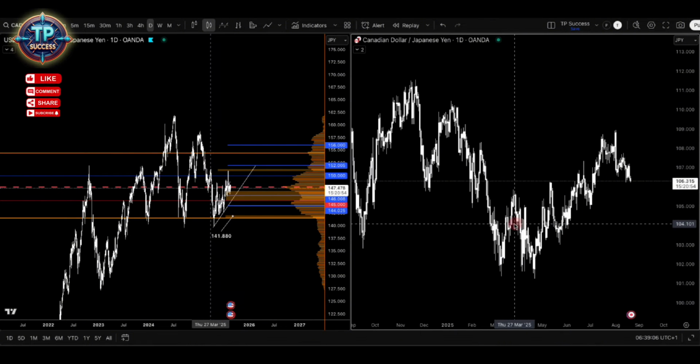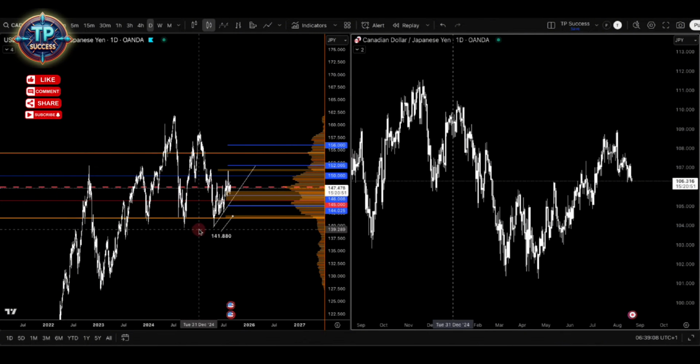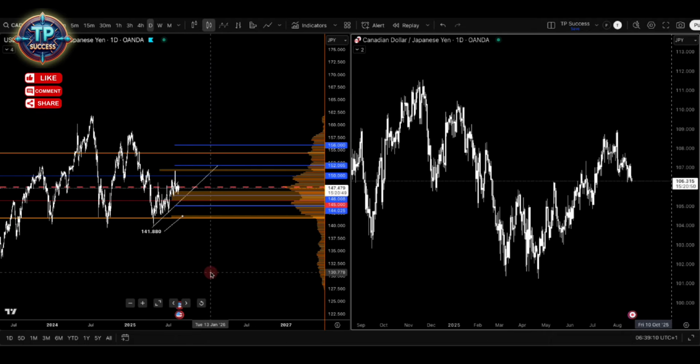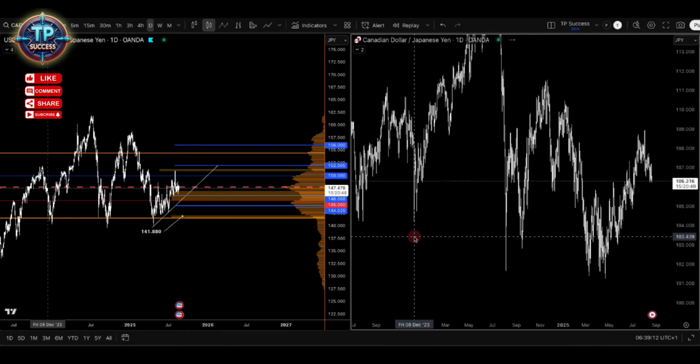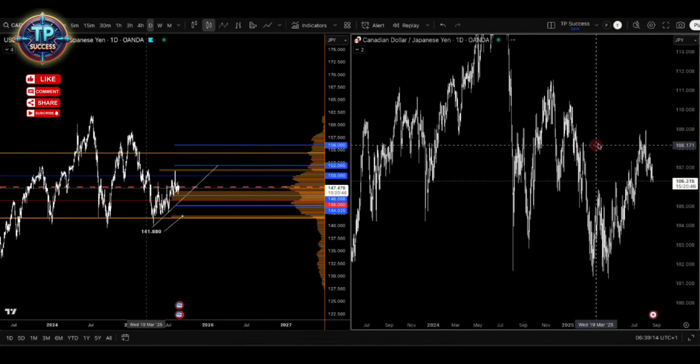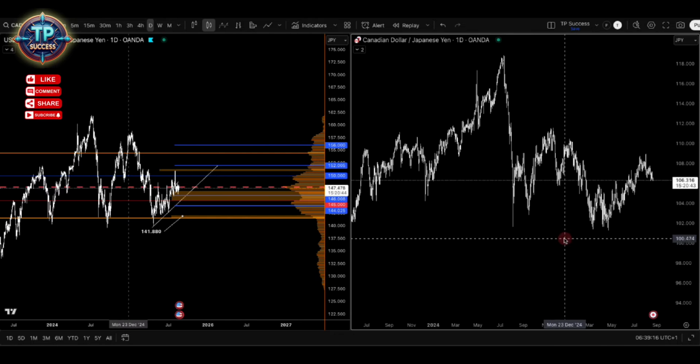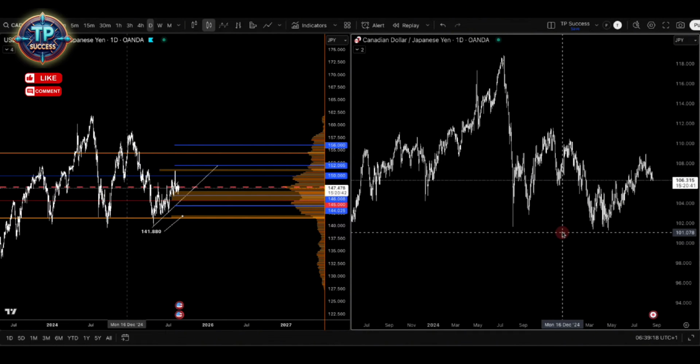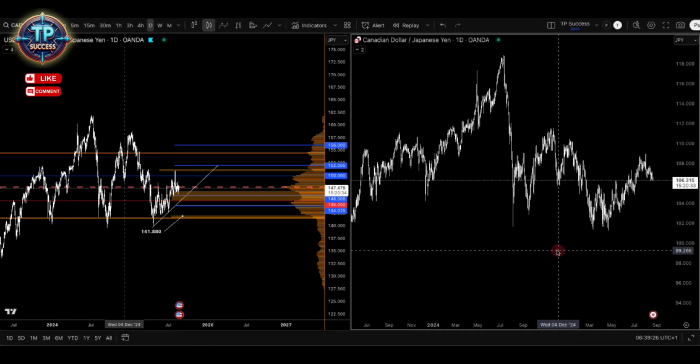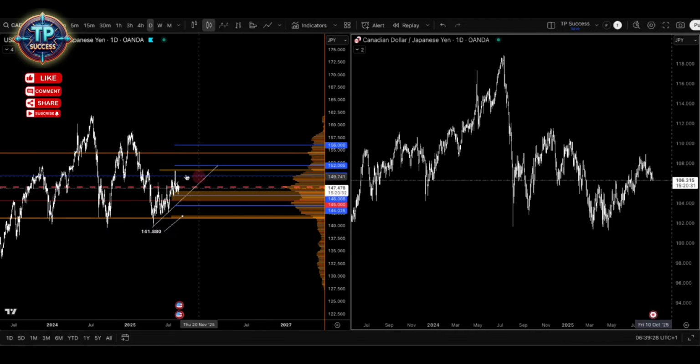And we can kind of see the correlation between USDJPY and CADJPY, right? We can see that these are pretty much correlated. We're looking at the exact same thing, right?